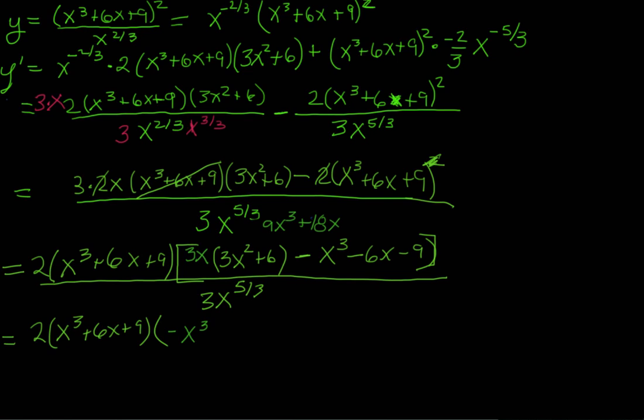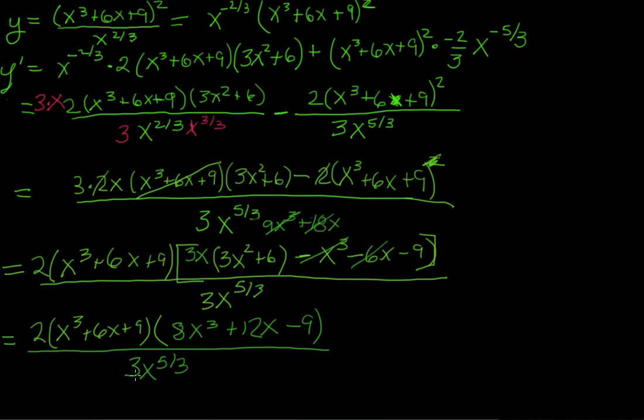Okay, and so when we simplify here, let's try that again now. We'll have 9x cubed minus x cubed, which gives me 8x cubed. And so we're done with those. We have 18x minus 6x, which is plus 12x. Those are done. And then we're going to have a minus 9. And that's all divided by 3x to the 5/3. And there you have it. There's the derivative. Again, here's the calc piece, and then here is the algebra.